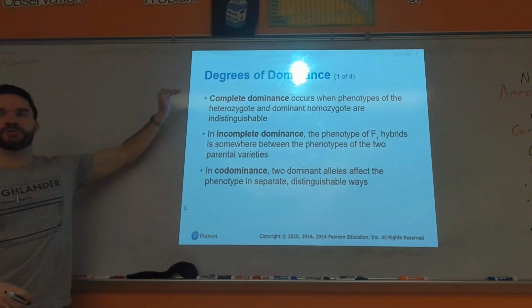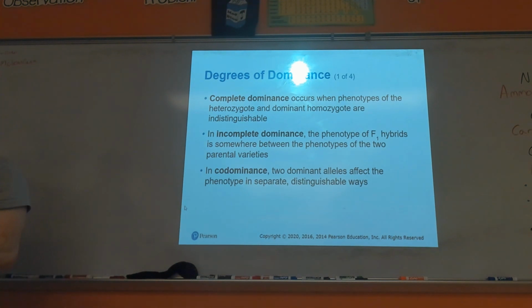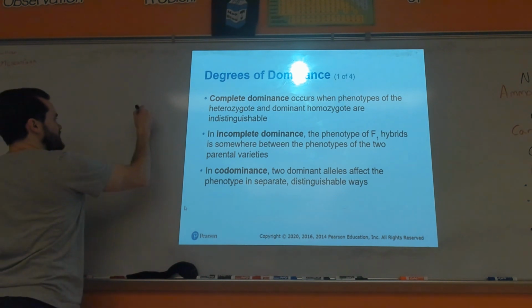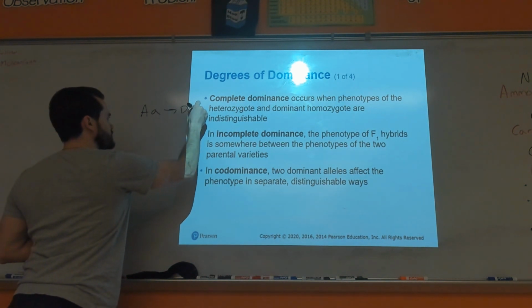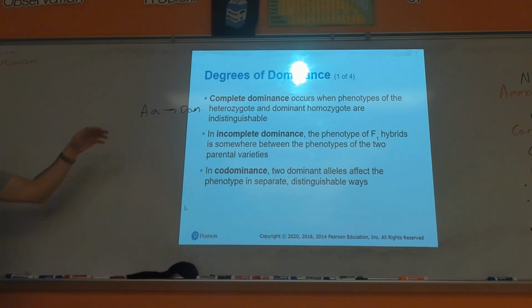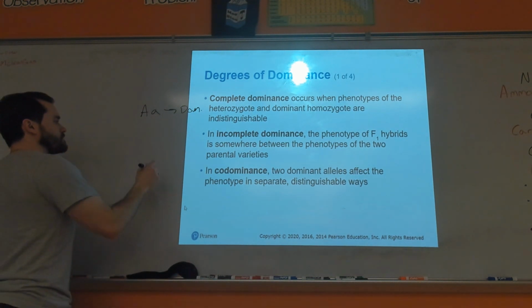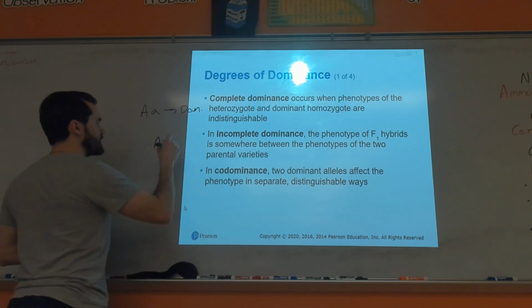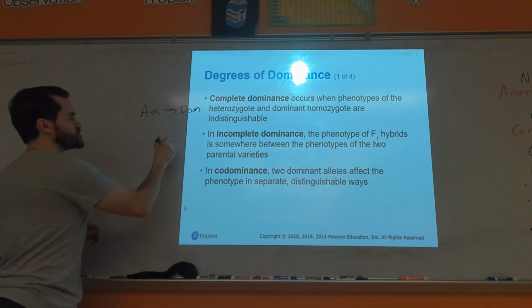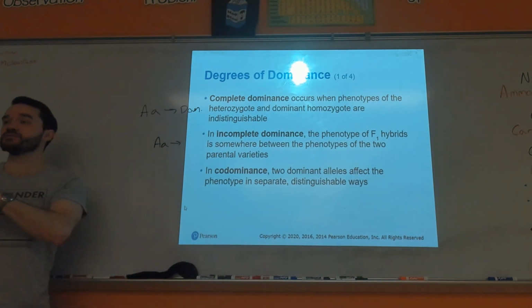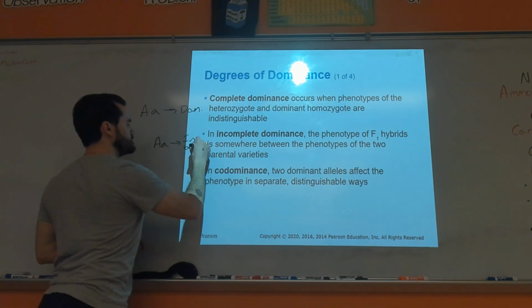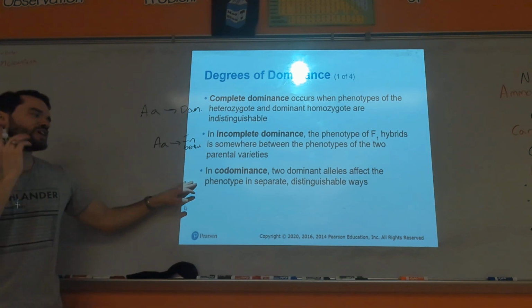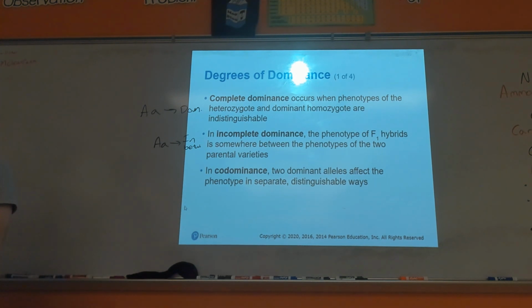For example, there's complete dominance, which we have been talking about, where you have dominant, recessive. If you're heterozygous, like big A, little a, you only show the dominant phenotype. Now, there is something called incomplete dominance, where if you're heterozygous or a hybrid, big A, little a, you will show a different phenotype, or an in-between phenotype. Okay? And then there's codominance, where you can have multiple dominant alleles.